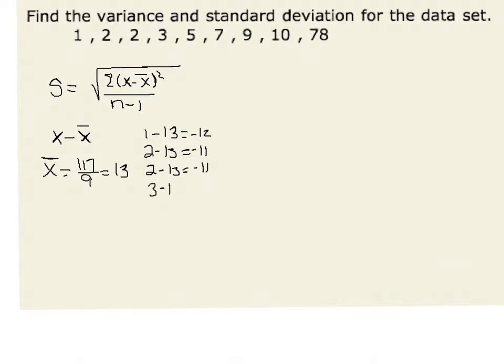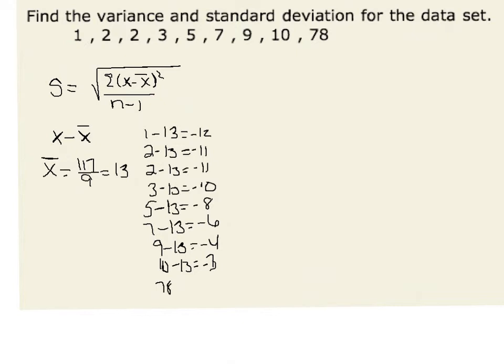3 minus 13, which is equal to a negative 10, 5 minus 13, which is equal to a negative 8, 7 minus 13, which is equal to a negative 6, 9 minus 13, which is equal to a negative 4, 10 minus 13, which is equal to negative 3, and finally 78 minus 13, which is equal to a positive 65.